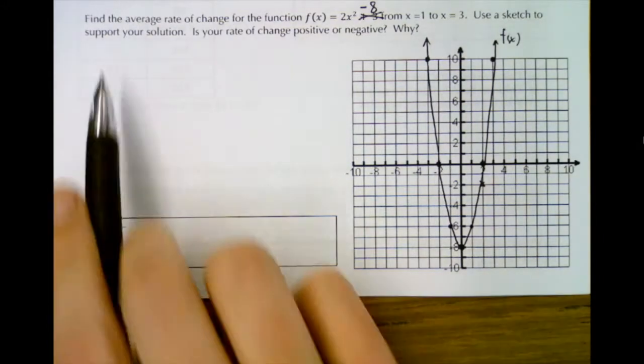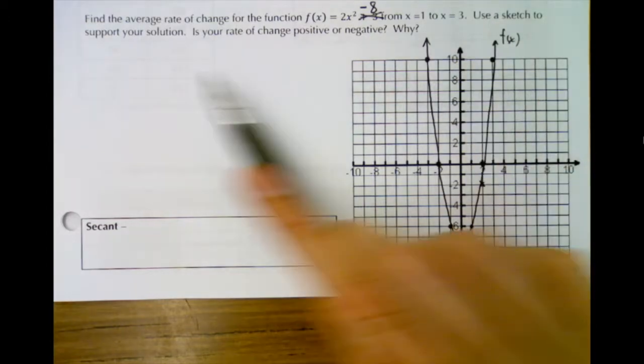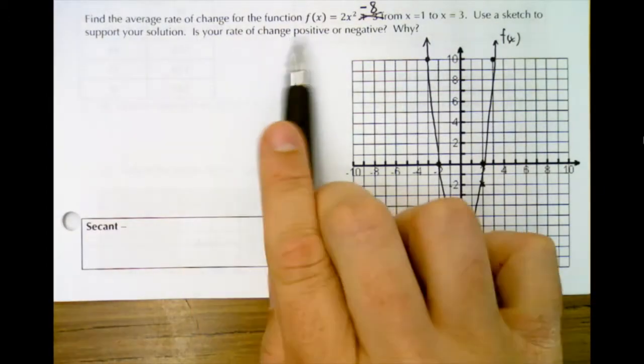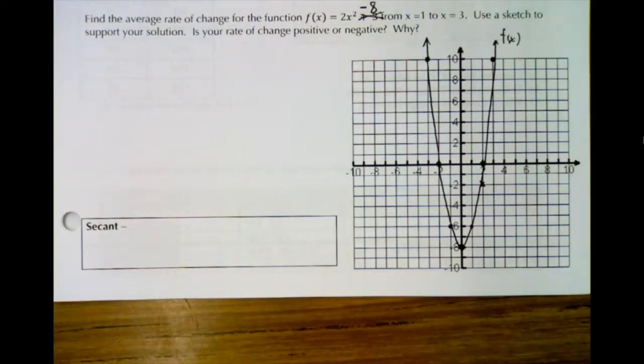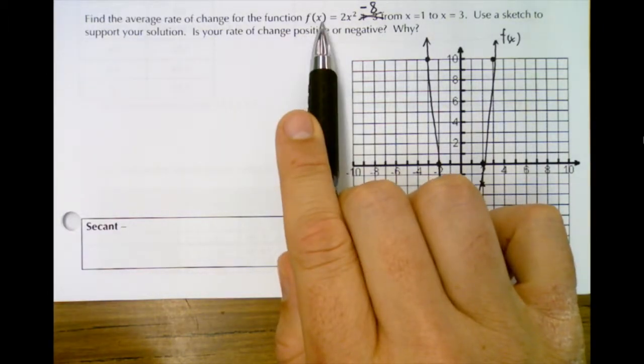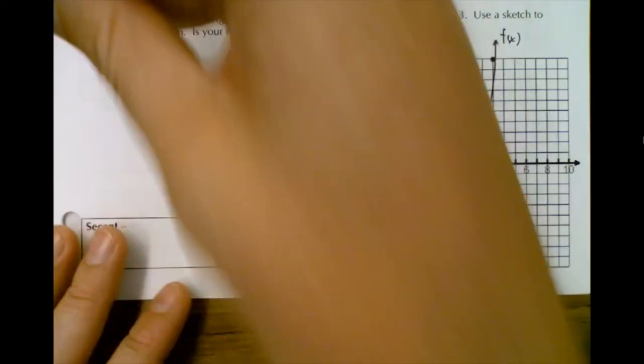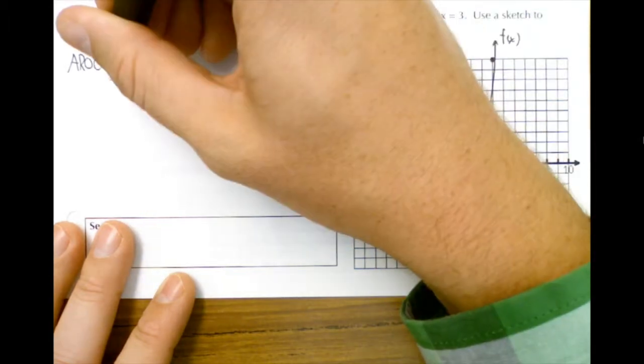So what we want to do is find the average rate of change from 1 to 3, and we want to use a sketch to support our solution. Is the rate of change positive or negative? Why? Okay, so we know that the average rate of change would be the change in our function f of x as it relates to the change in x, or the change in y divided by the change in x. So I'm going to write that down. Our average rate of change is the change in f of x divided by the change in x.